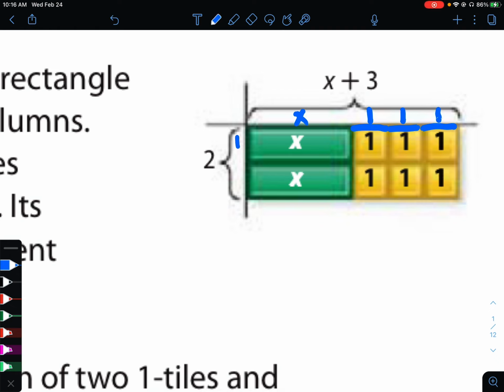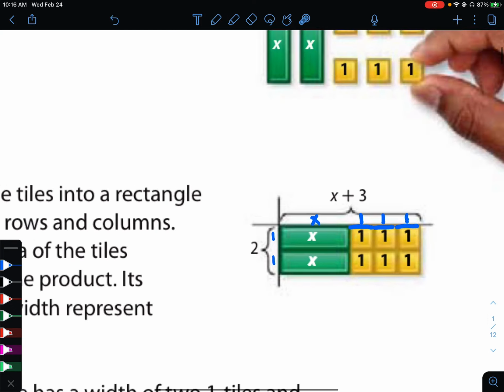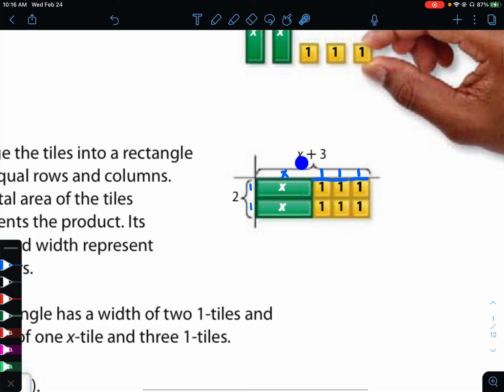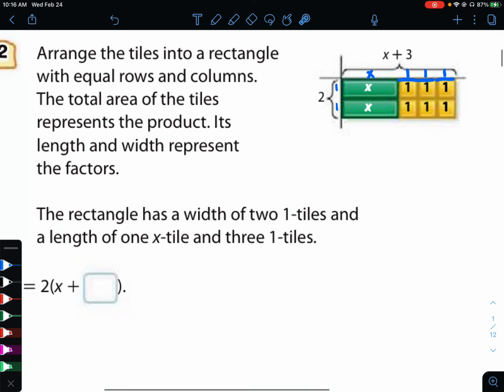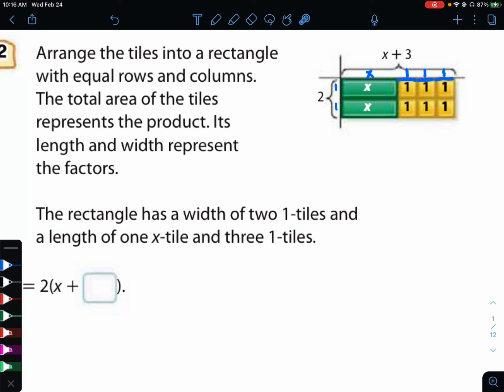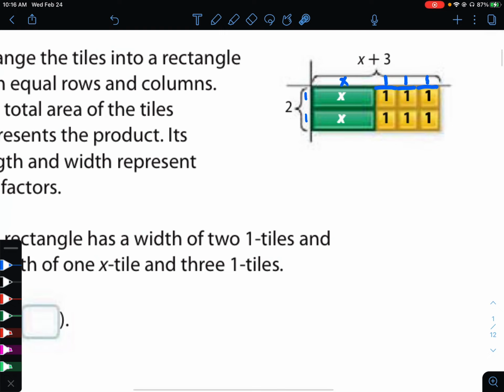Okay? That is 1, and that is 1. And if I add 1 plus 1, I end up with 2. So the length of my rectangle after I arrange my 2x plus 6 is x plus 3, and the width is 2. Now, those are the factors of 2x plus 6.